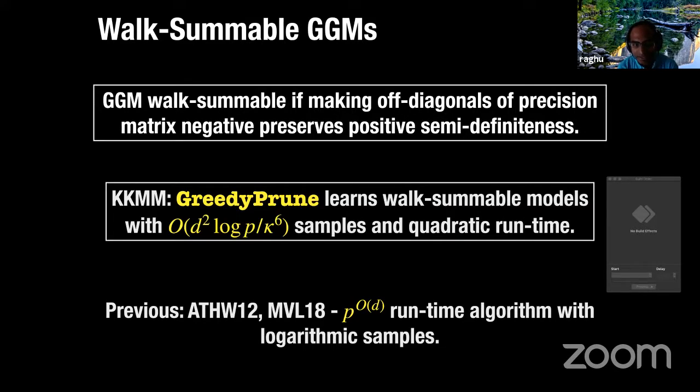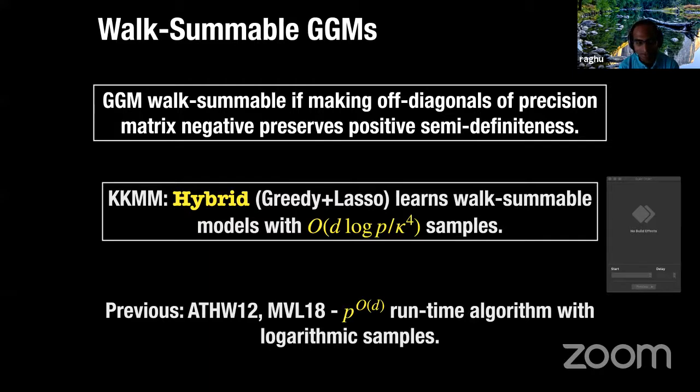And our main result is that you can actually get logarithmic sample complexity and quadratic runtime. So that is an efficient algorithm that learns walk-summable GGMs with d squared log p or kappa to the 6 samples. So the dependence on d and kappa degraded a little bit, but it's still only polynomial. And we have a different algorithm that we call hybrid MD or hybrid lasso algorithm, which combines our greedy approach with the more traditional lasso-based, regression-based approach, which achieves a slightly better sample complexity of d log p or kappa to the 4.